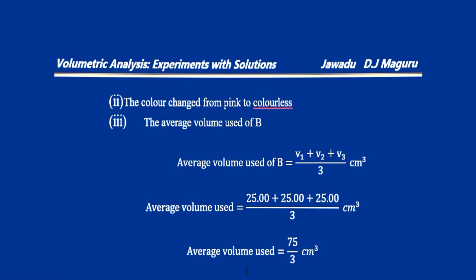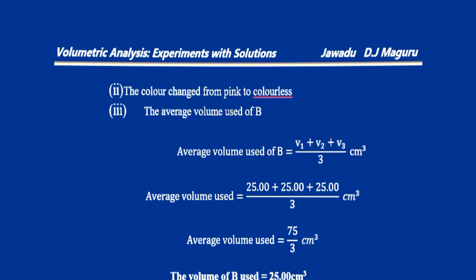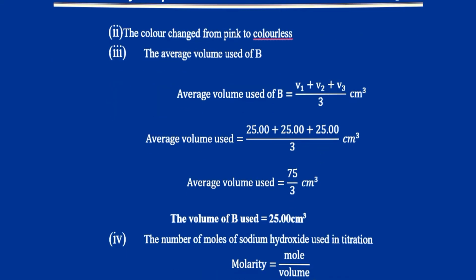The average volume used is calculated in that way. You can pause to note and understand our calculation as you pass through. And the volume used is 25 also. So that is our answer for that question. Question number 4: the number of moles of sodium hydroxide used in titration. Molarity is mole per volume. So what is the mole of sodium hydroxide? We have the molarity, so we can find the mole. That is our calculation, and we are supposed to conclude in that way.